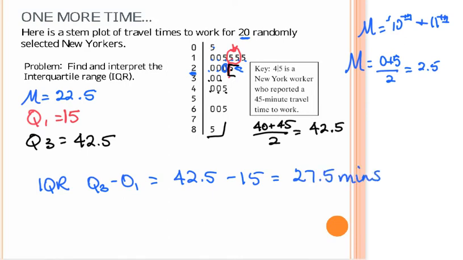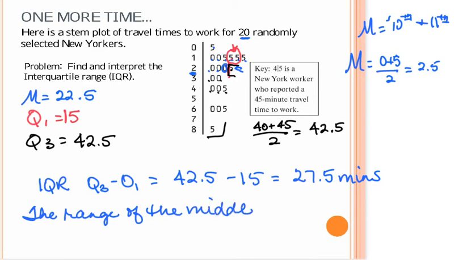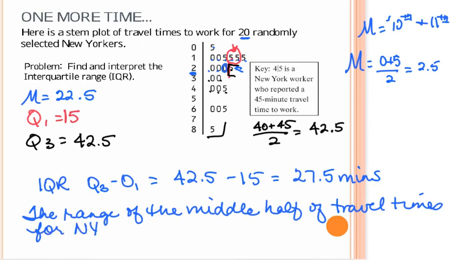So how do we interpret this? The range of the middle half of travel times for New Yorkers in the sample is 27.5 minutes. Remember, this is just the middle half. And when writing these in your homework, you can write them exactly the same, only just change the numbers and things. There you go.